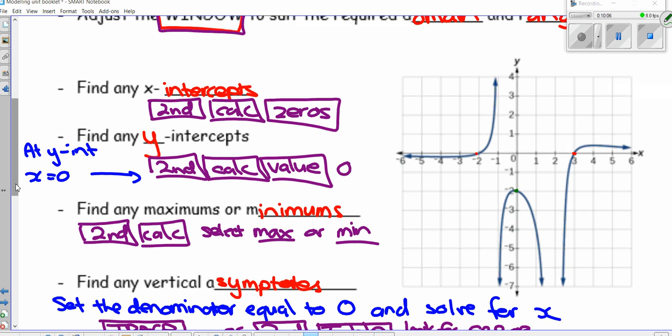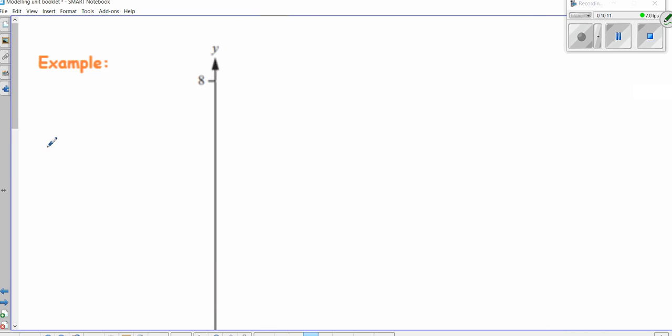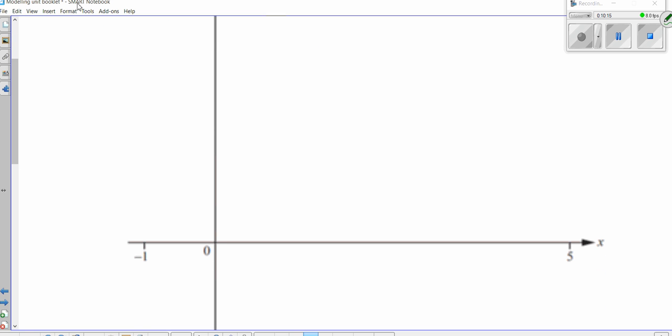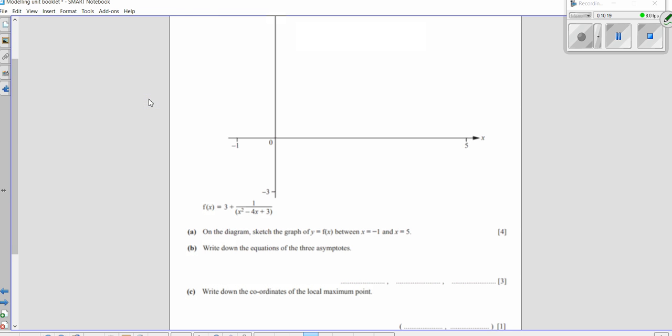Now we actually get to practice doing stuff like that. Here's an awkward axis. Might need to zoom out a bit so we can see it a bit better. Here's an axis.